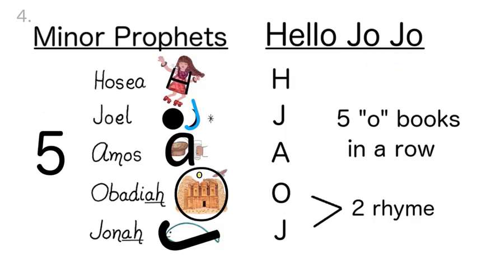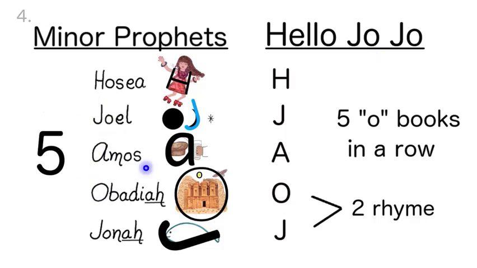You can think most of us do not know the minor prophet books, and we want to get to know them, so we are greeting them with hello in the phrase. These five books go together because they all have O's in their names, which is represented with the O in hello. The H is for Hosea, and the EL goes with the first Joe to make Joel.